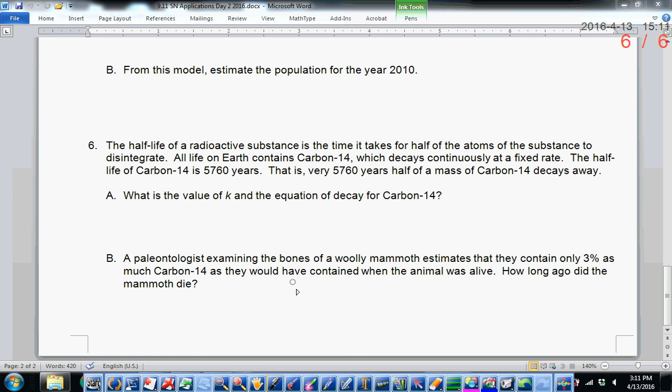Okay. Another situation where this is used is with half-lives, which you've studied in chemistry, I'm sure. Okay? At some point, you have studied half-lives. Half-lives basically tell you the length of time it takes for half of a given substance to disintegrate. Okay? So carbon-14 has a half-life.